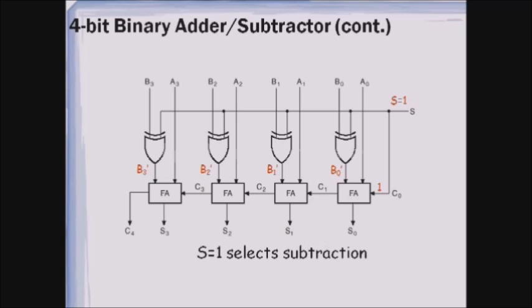Now if you apply S equals 1, this circuit will act as a subtractor. Why? Because C in is 1, and as you give 1 to one of the inputs of the XOR gate, the output is the complement of the other input. Therefore here you will get B0 complement, B1 complement, B2 complement as well as B3 complement. So if I take the first full adder, it performs addition between A0 plus B0 complement plus 1. This is how this particular circuit acts as a subtractor.